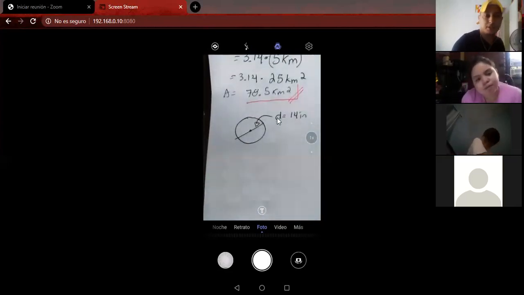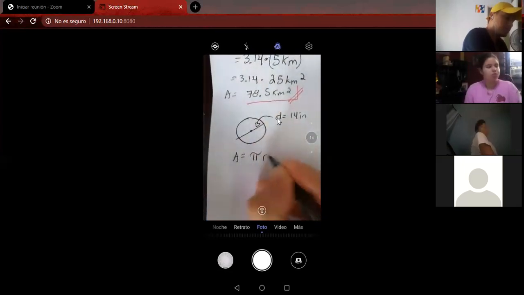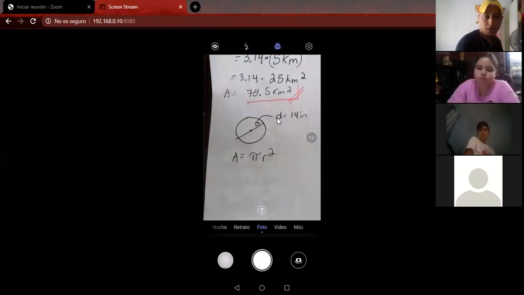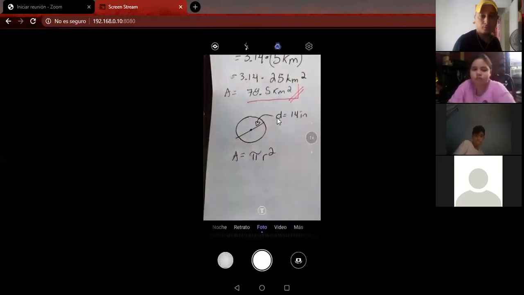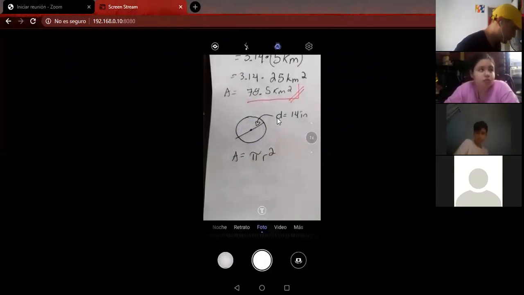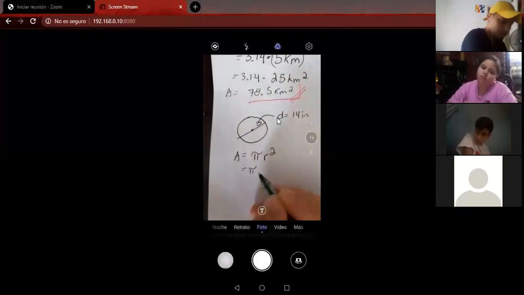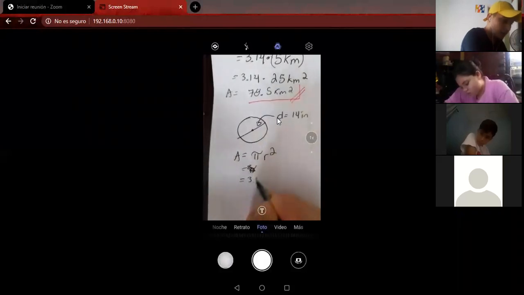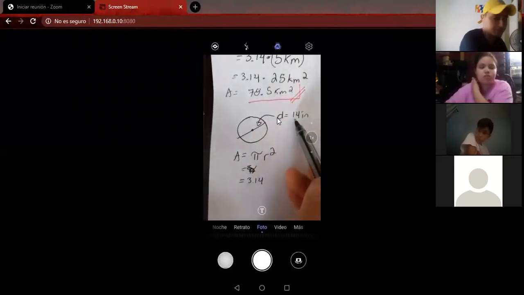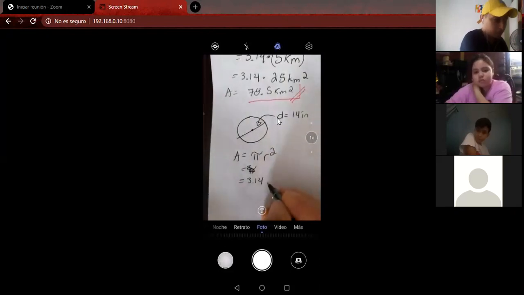Okay. For example, in this case, is D equals to 14, right? 14 inches. My formula for the area of a circle is pi r squared. Okay, pero yo en mi fórmula necesito radio, pero yo lo que les doy es diámetro. ¿Cómo saco el radio con este diámetro? How I find my radius over there? Divided by 2. Yes, I need to divide by 2. 14 divided by 2 is 7. Okay, so in this case it's times 7 inches square.